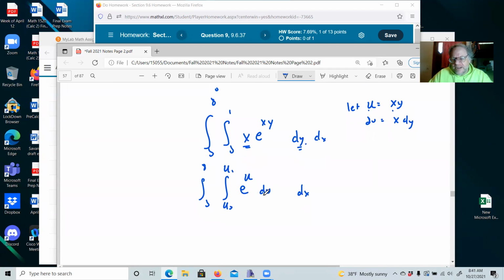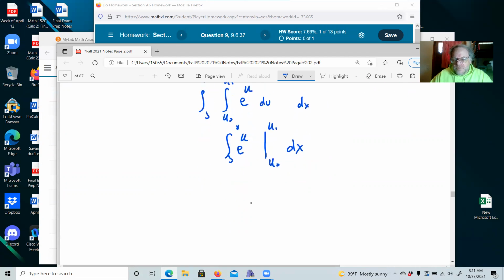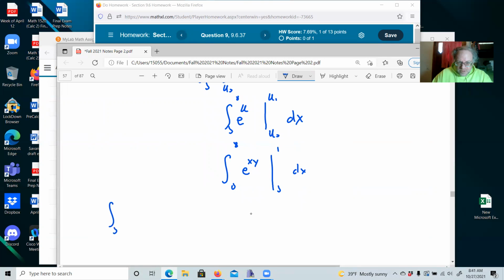But now we have to integrate e to the u. That's probably the nicest thing anybody's ever done to me. And then this is going to go from u sub 0 to u sub 1, 0 to 8 dx. All right, and then what we're going to do is say 0 to 8, and then we're going to write what's u? U is xy, wasn't it? And then we're going to go from 0 to 1 now because we're back in our y world, dx. So evaluating 0 to 8, we have e to the x times 1 minus e to the x times 0.